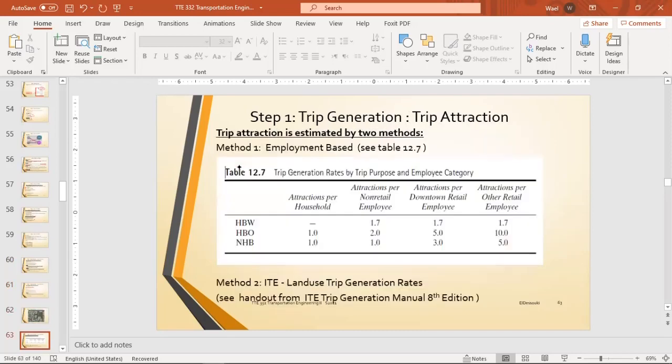There is another alternative, okay, which is based on the land use. Oh, I'm sorry. This is for trip attraction. The trip attraction is estimated by two methods. Method one, employment based. Okay, and that's an example for that. Okay, for the home based to work, the attraction per household. Of course, there is no attraction, but attraction to non-retail employee 1.7, attraction for downtown retail employee, and so on.